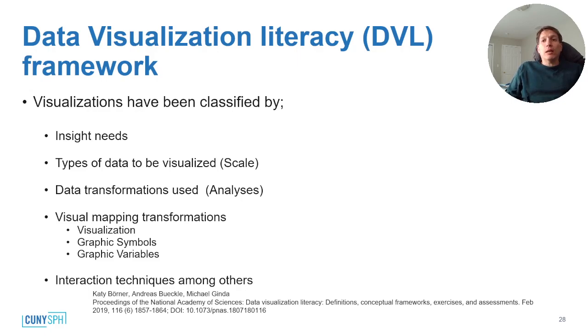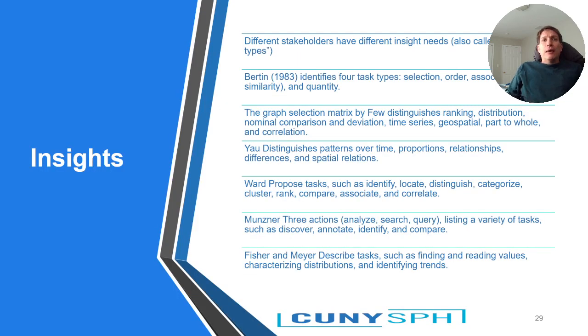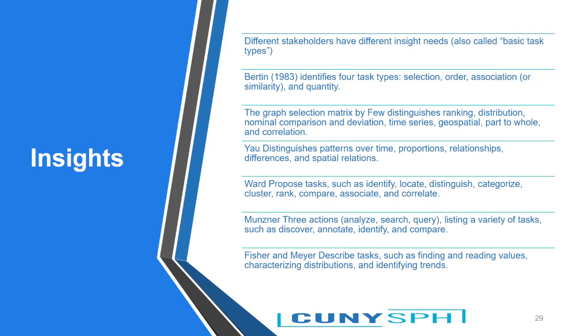Let's start by talking about the insights, or the needs. Multiple authors have identified multiple needs, which the literature has called the basic task types, or the primitive tasks that we conduct. Burton talks about selection: we select some order, association, and quantity. Few talks about ranking, distribution, nominal comparison, deviation, time series, geospatial, part-to-whole, and correlation. Another author has patterns over time, proportions, relationships, difference, and spatial relationships.